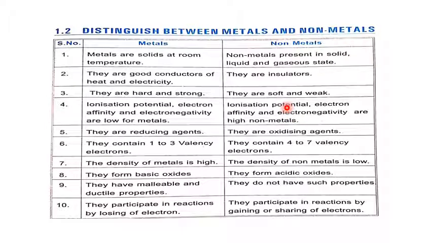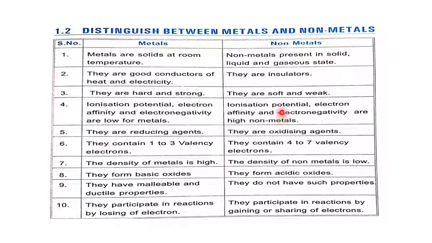What was already explained? What is the ionization potential? The amount of energy required to remove an electron from an atom. That is high for non-metals. The amount of energy released when an electron is added to an atom, the electron affinity, is also high for non-metals.